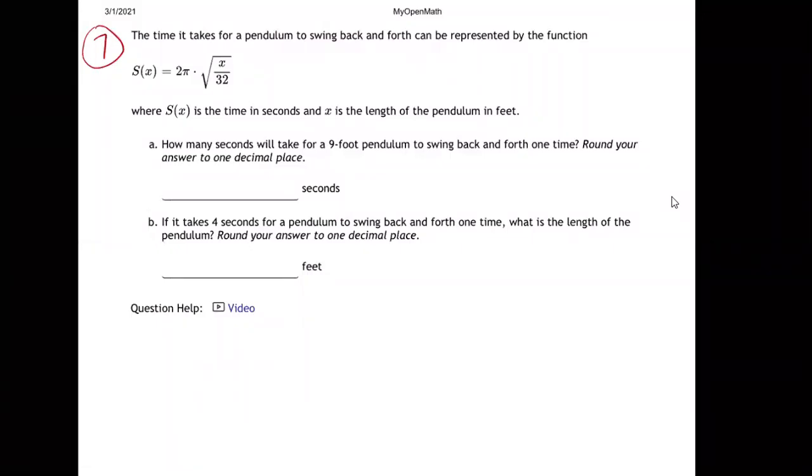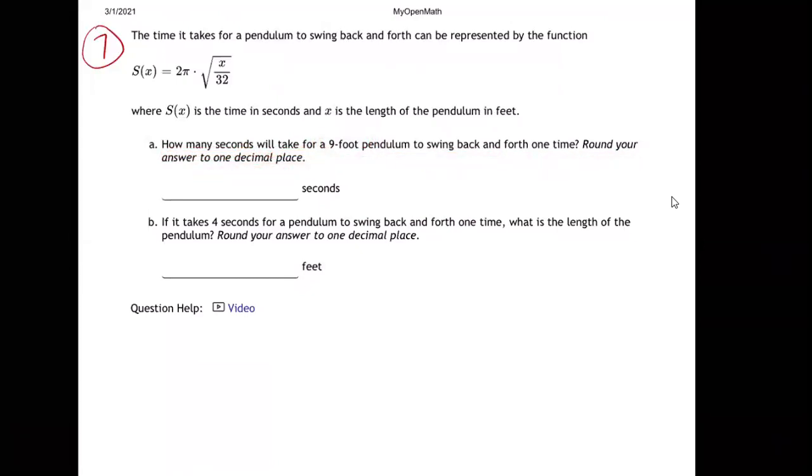Okay, so number 7. The time it takes for a pendulum to swing back and forth can be represented by the function, where S of x is the time in seconds and x is the length of the pendulum in feet. So what are they wanting us to do on this problem? They're saying, how many seconds will it take for a 9-foot pendulum to swing back and forth one time? Round your answer to 1 decimal place.